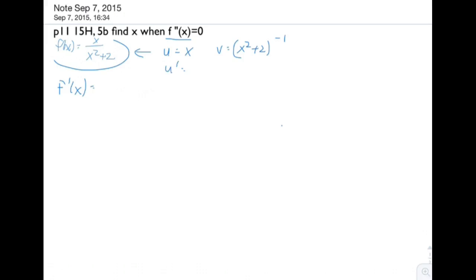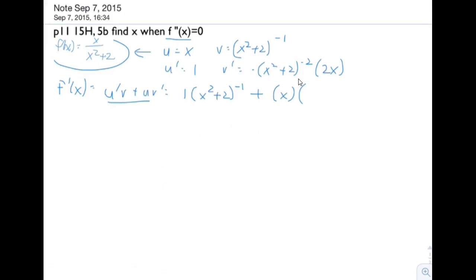And so u dashed is equal to 1. V dashed is equal to negative times x squared plus 2 to the negative 2. Now don't forget to take the chain rule here. I often do. It's going to be times 2x. Okay. Now I'm going to substitute in for the product rule here. So u dashed is 1. V is x squared plus 2 to the negative 1. U is equal to x, and v dashed is equal to negative 2x times x squared plus 2 to the negative 2.